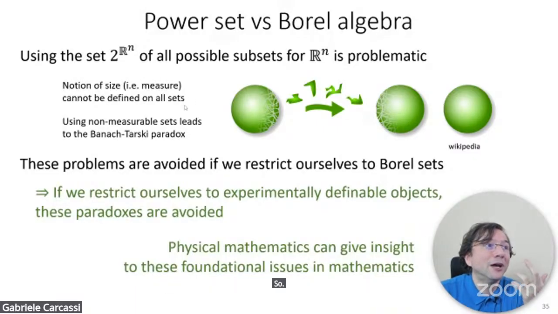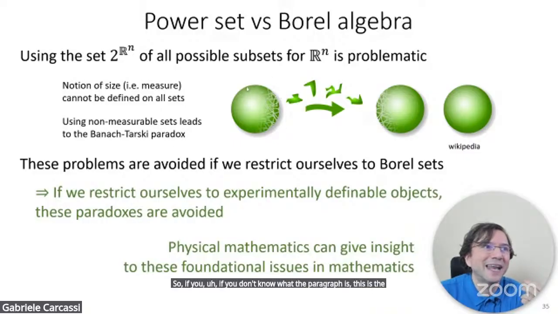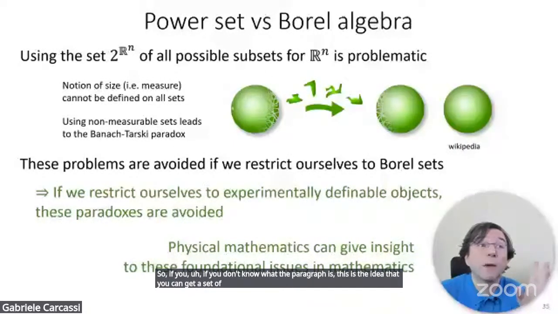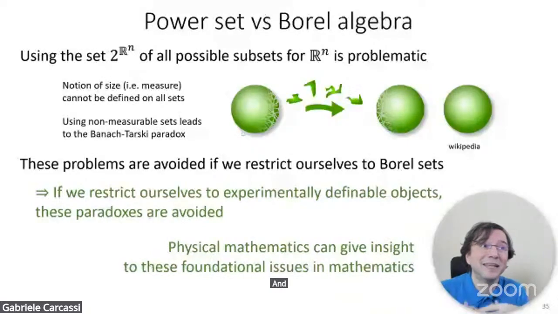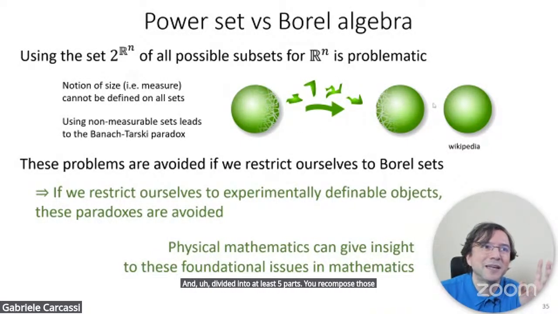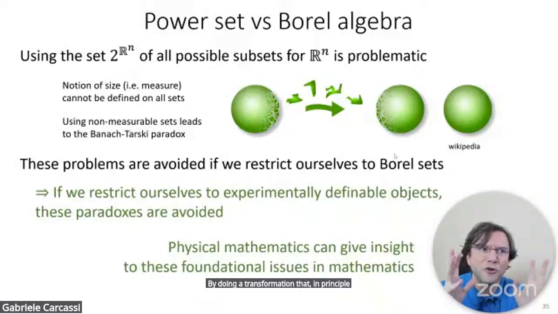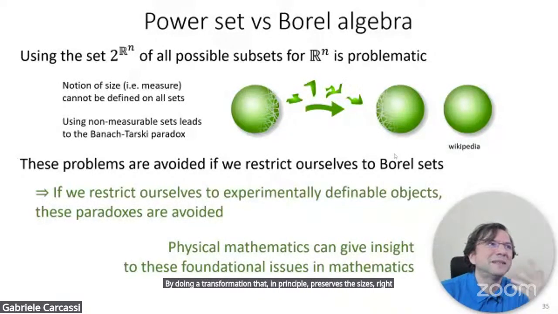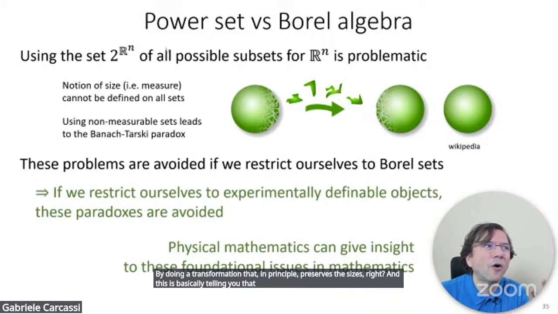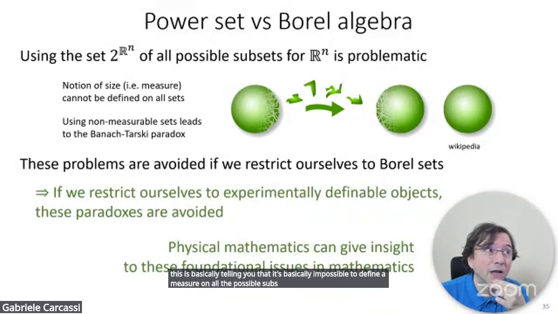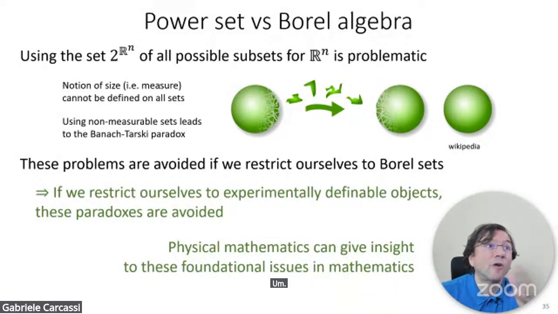So if you don't know what the Banach-Tarski paradox is, it's the idea that you can get a ball and divide it into at least 5 parts. You recompose those pieces into 2 balls of the same size by doing a transformation that in principle preserves the sizes, right? And this basically tells you that it's impossible to define a measure on all the possible subsets of Rn.